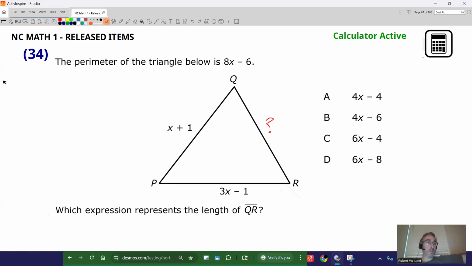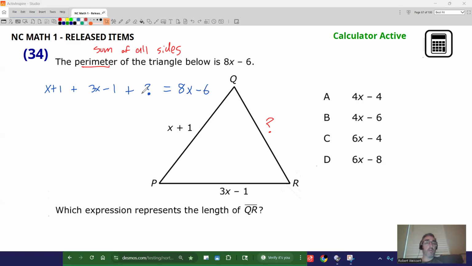So you got to know what perimeter is. Perimeter being the sum of all sides in a triangle, and in any shape really. So any polygon. Add all the sides together, that's your perimeter. So I don't know this one, but I do know that my perimeter should be equal to 8x minus 6. So I can think about this as, I'll just leave it as question mark or QR. I know that x plus 1 plus 3x minus 1 plus this unknown side should be equal to 8x minus 6.